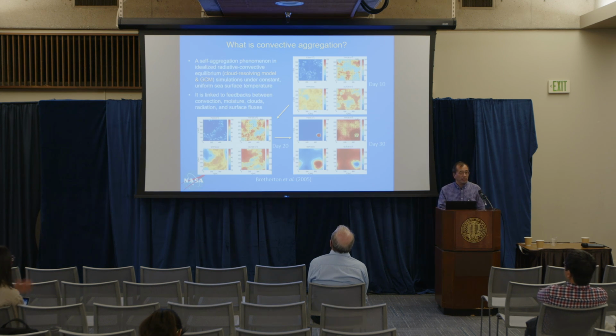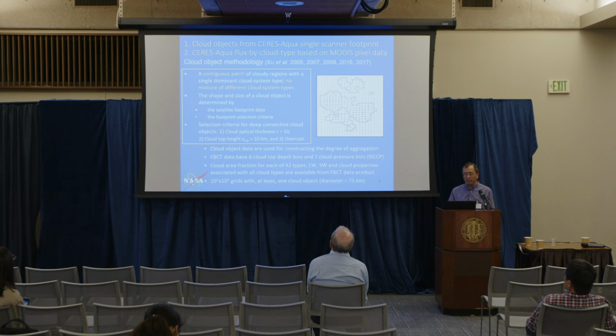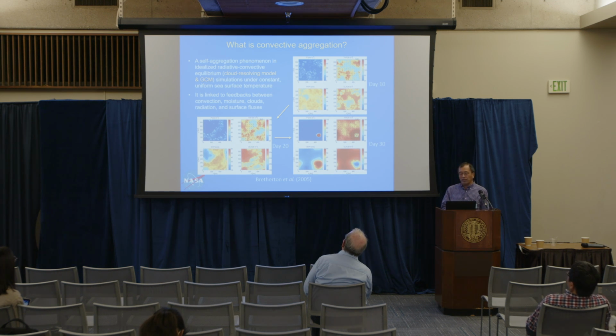So let me give you a very brief introduction to convective aggregation. It's a phenomenon produced by cloud-resolving models and also general circulation models. It's under uniform sea surface temperature, so you run the model under radiative-convective equilibrium, and you run for about 50 days, and convection can organize in a single big block. Those plots show the water vapor, precipitation, and surface flux.